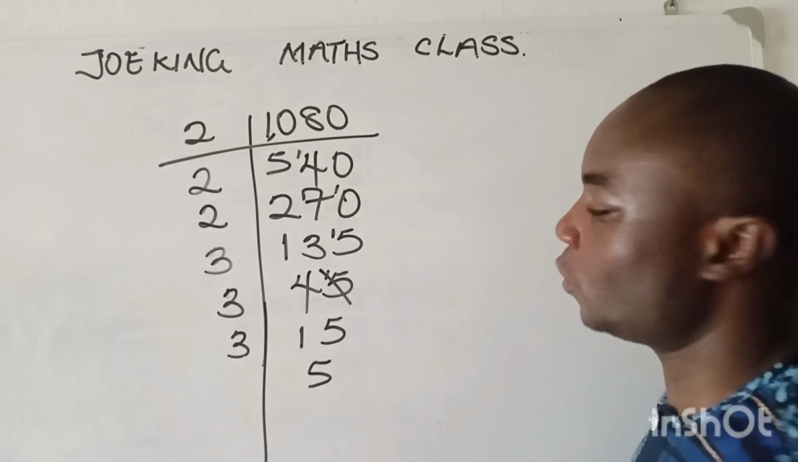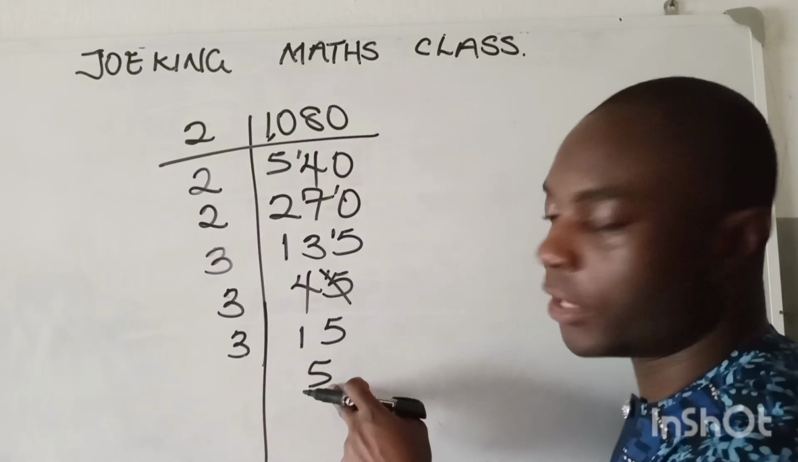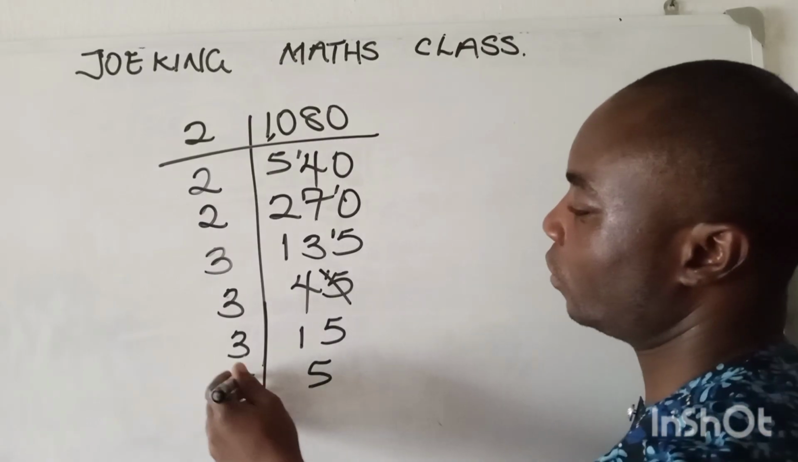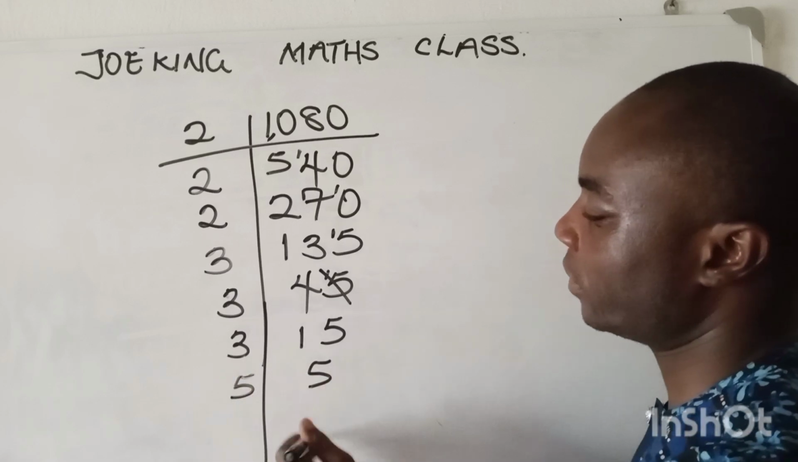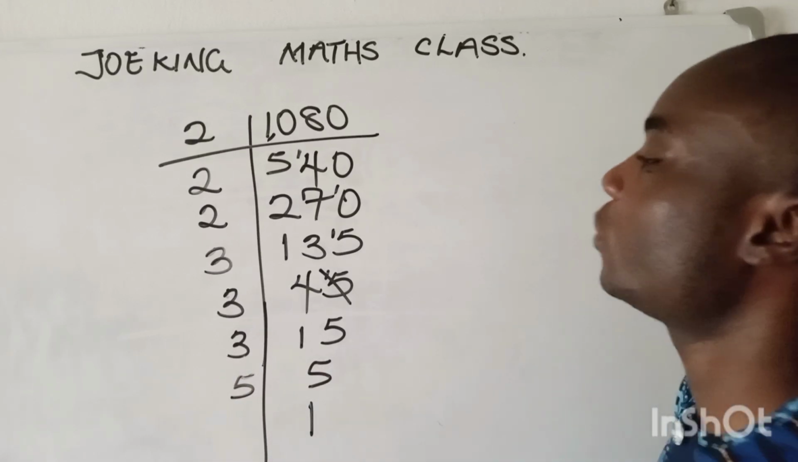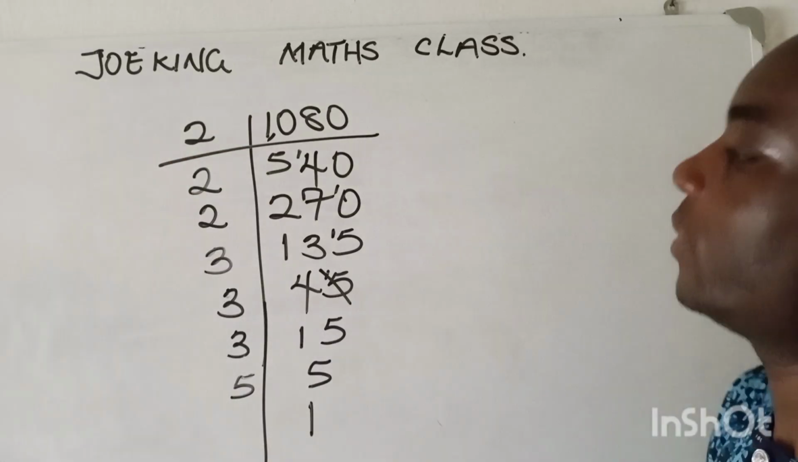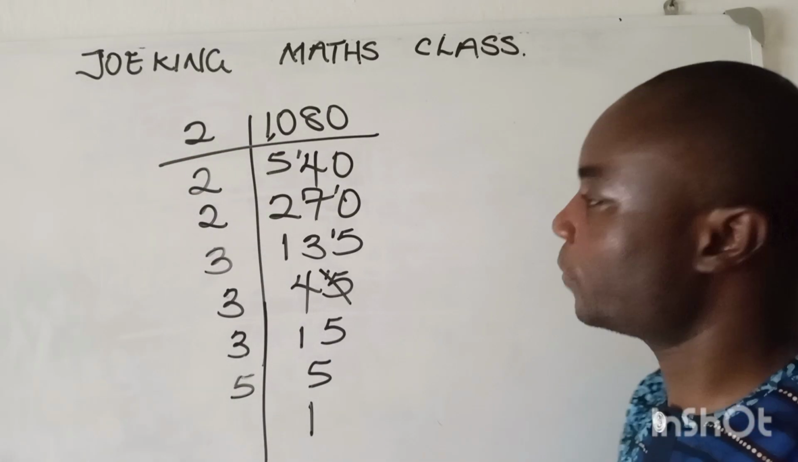Then the next thing to do is to bring down 5 here because we cannot use 3 here. 3 into 5, there will be a remainder. So we'll use 5. 5 goes into itself 1. All right, so the next thing we're going to do is to multiply these numbers and show them as index form, or express them in index form.